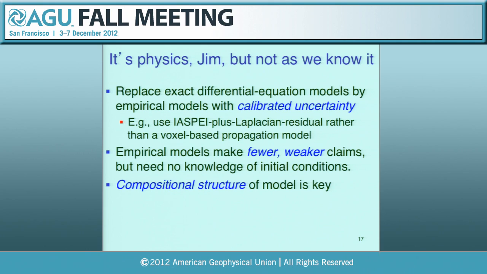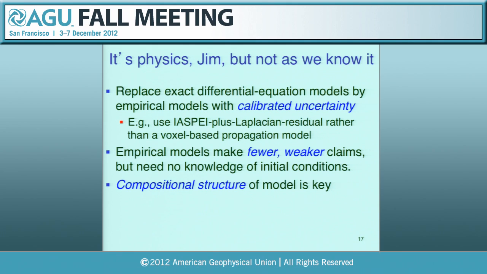So if you wanted to predict arrival time, you could use physics and a voxel-based model of phase velocities and do all the propagation calculations, and that's great if you have all that data and you have knowledge of the interior of the Earth. Okay? That kind of model also does a lot more than we do.